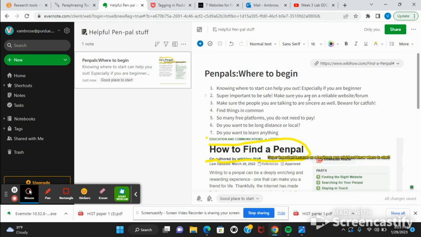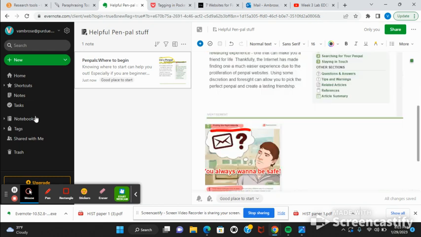helpful. Again, super important to be safe. Make sure the people you are talking to are sincere. With the internet, there's always catfish. Find things in common when you're looking for someone to write. Many free platforms, you shouldn't have to pay. Think about if you want to be long distance or local and what you want to learn.